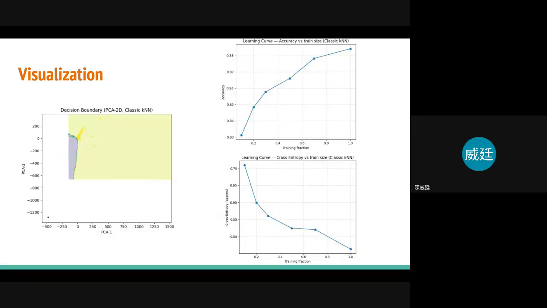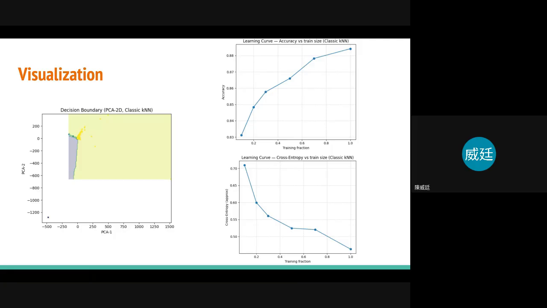The left one is our decision boundary. It looks kind of funny, and I'm going to discuss it later. That's our decision boundary in PCA 2D space. Because KNN has no parametric hyperplane, the boundary is entirely data driven. The top right is a learning curve about accuracy. It means more training data steadily helps. And the bottom right is a learning curve about cross entropy. It decreases as we add training data, meaning the model's probability estimates are getting more confident.